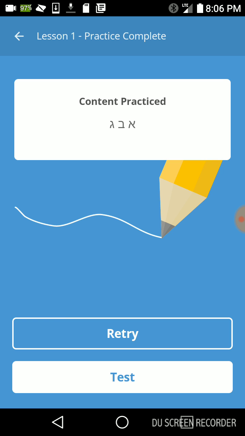Gimel comes from the word camel. Let me see. That's the middle one. The vet. Go like this, and then like this. Make sure you get that toe. Not like that, but just kidding.